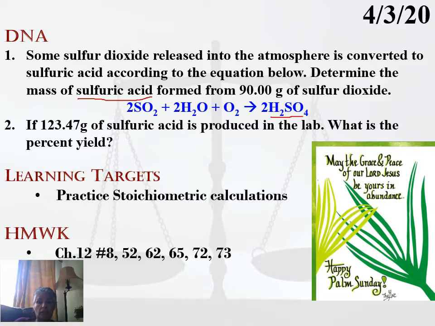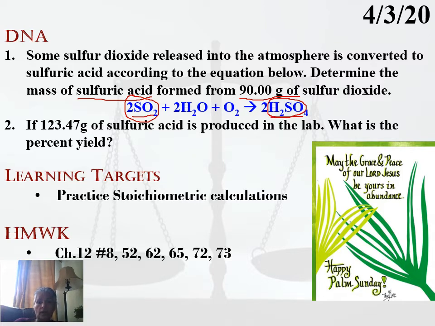That's our unknown. What we know is we have 90 grams of sulfur dioxide. And so here we have our sulfur dioxide. So we're going from mass of sulfur dioxide to mass of sulfuric acid. So you're going to do a mass to mass conversion. Now you should have your stoichiometry chart as well as your periodic table. And you're going to go from mass of A to moles of A, moles of A to moles of B, moles of B to mass of B.